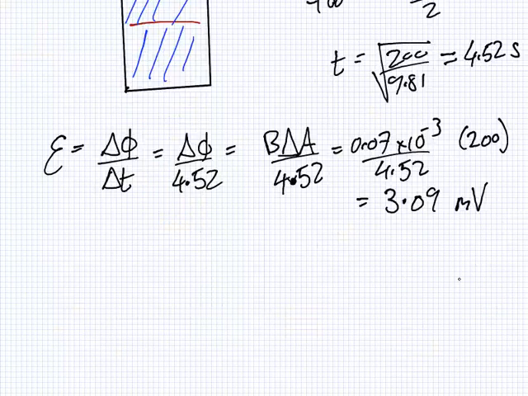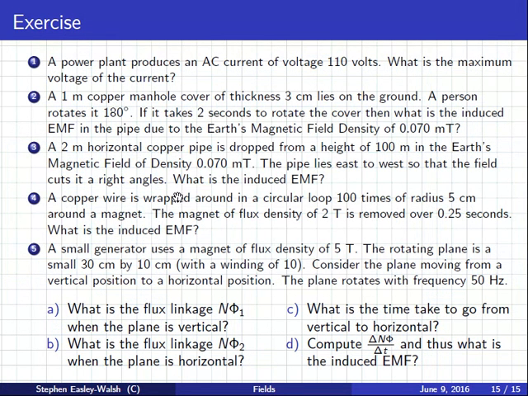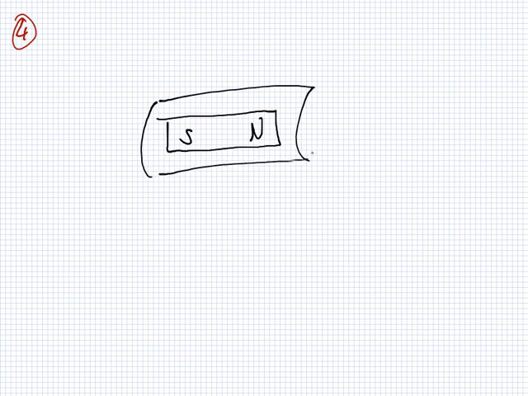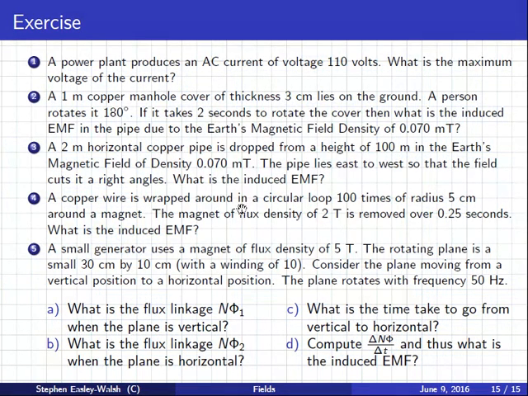So now we're on to a copper wire. A copper wire is wrapped around a circular loop 100 times of radius 5 centimeters around a magnet. Okay, so let me picture this. So you have a magnet north-south, and then maybe it's like this, it's inside a circular loop. Yeah, and then the magnet's removed.